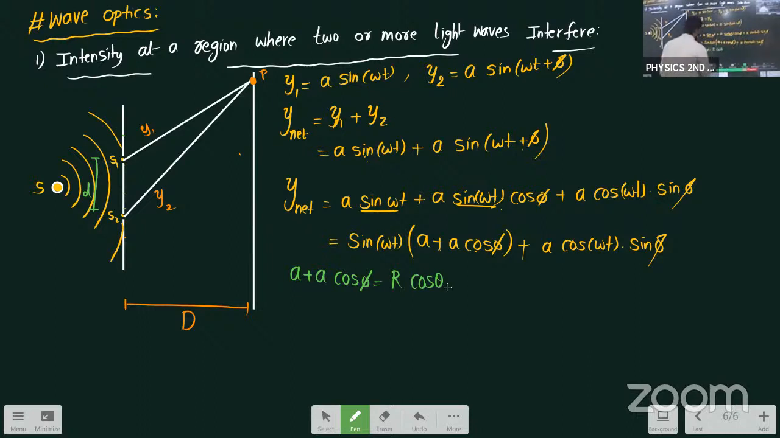So here I'm writing a plus a cos phi as R cos theta. And in place of a sin phi, I'm writing R sin theta. Let us substitute these values here. So what will be my final answer?